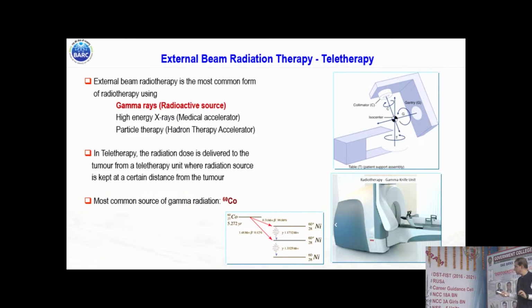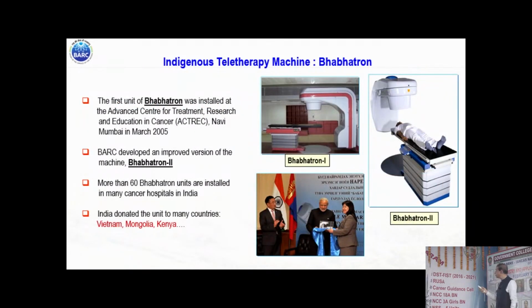This is called teletherapy, and the most commonly used radioisotope is cobalt-60, because it has a very hard gamma. It emits 2 gammas totaling an energy of around 2.5 MeV. Apart from this, of course, the electron beam can also be utilized. These are the machines developed at the Department of Atomic Energy, known as Bhabhatron. Here is the source, the cobalt-60 source is loaded here, and the patient, as you can see, is lying here. The radiation can be tuned, and wherever the tumor is, that portion can be irradiated.